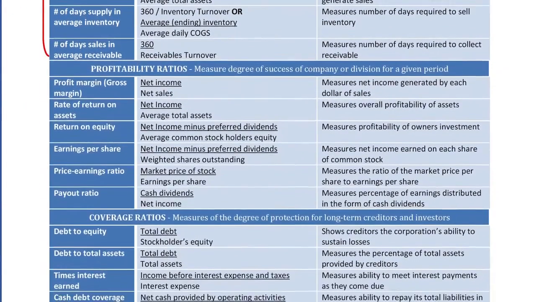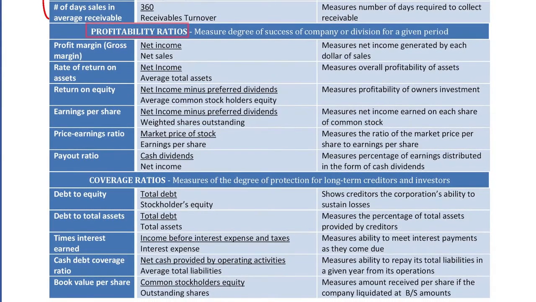Next, put a box around profitability ratios. Now these ratios measure the degree of success of an entity. So when you're talking about profit margin, we're looking at net income by net sales. Rate of return on assets, we're looking at net income divided by average total assets. Return on equity, the numerator is net income minus preferred dividends. That's what goes to the common stockholders, divided by the average common stockholders' equity.